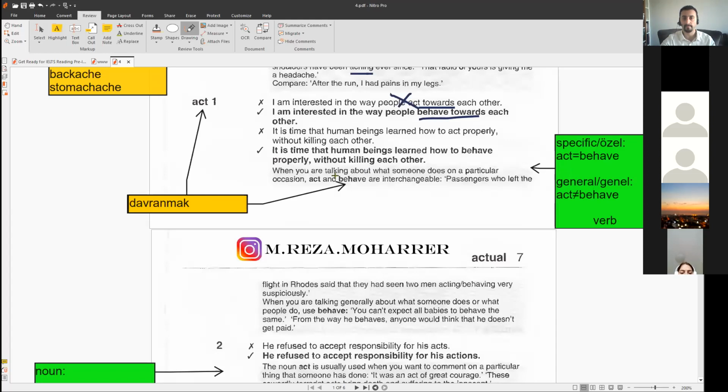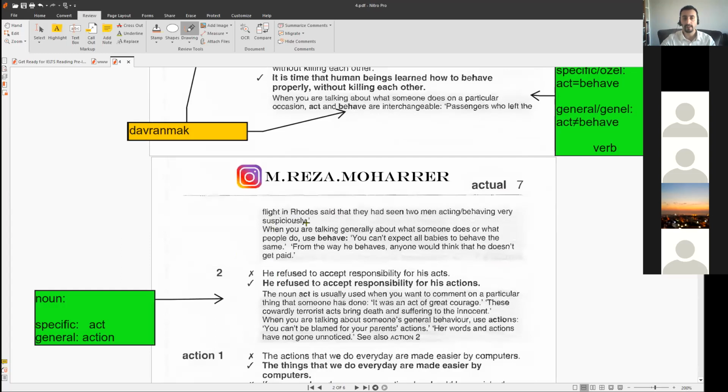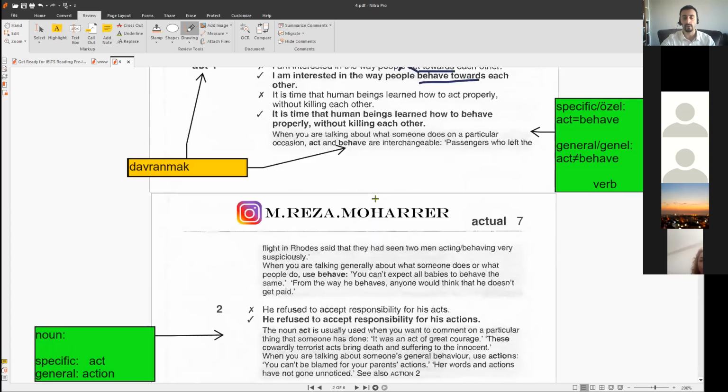Here we have the example. Passengers who left the flight in Rhodes said that they had seen 2 men acting or behaving very suspiciously. So what is the situation? Is this about everyone, everywhere, every time? No, specific. It's about the behavior or act of 2 men in the airplane or the flight. So it is a specific item. Whenever we use a specific concept, act and behave are the same. But in general situations, behave and act are not the same.